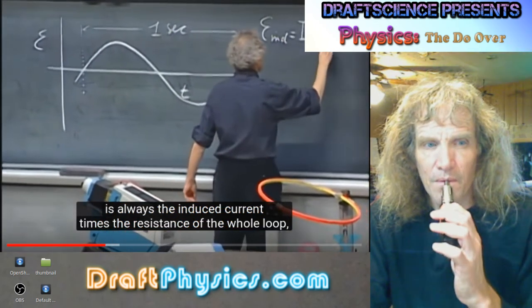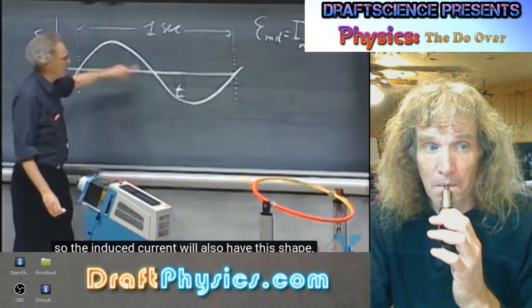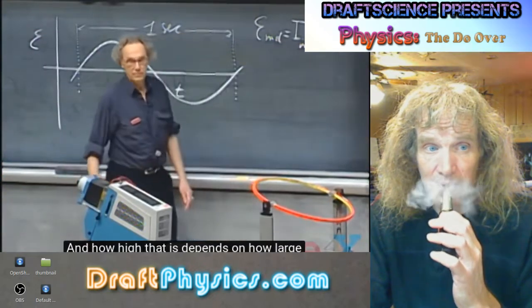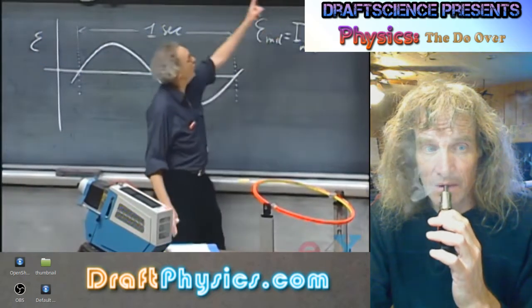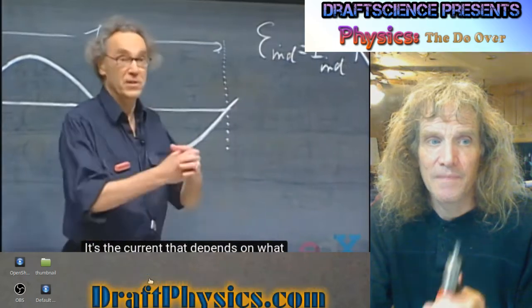The induced EMF is always the induced current times the resistance of the whole loop. So the induced current will also have this shape, of course. And how high that is depends on how large R is. The EMF is independent of capital R. The EMF follows exclusively from those numbers. It's the current that depends on what the resistance is.